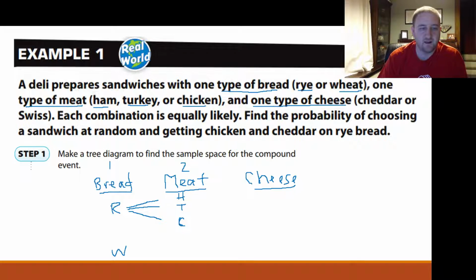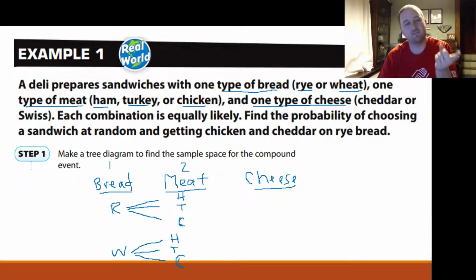Okay. If I pick wheat bread, I could also get 3 types of meat: ham, turkey, or chicken. So if we're just picking between bread and meat, I have a total of 6 possible choices. I could get rye with ham, rye with turkey, rye with chicken, or wheat bread with ham, wheat bread with turkey, or wheat bread with chicken. So there's 6 possible choices so far.